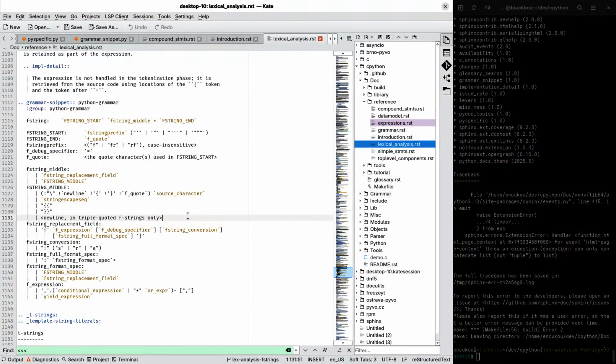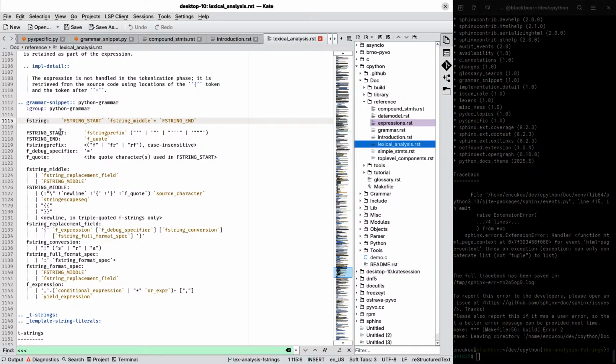And of course Python doesn't really use a formal grammar parser. So how would you convert this to an actual formal grammar? The problem with this is that this quote is the quote character used in the corresponding f-string start, right? So that means the parser needs to have some context and know which quote corresponds to which f-string start, right? Well, there's a token, right?